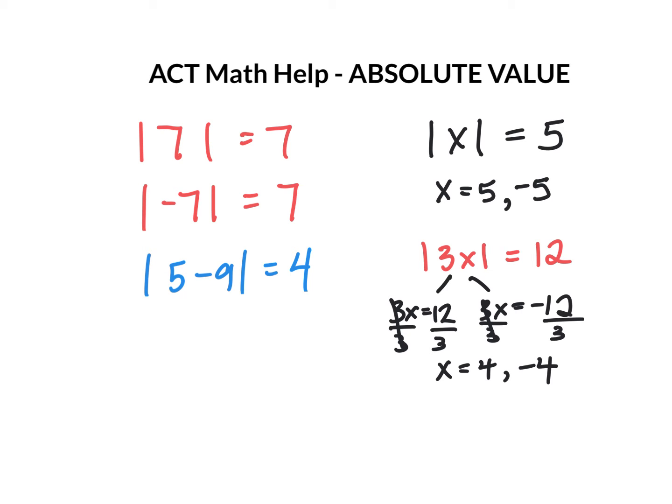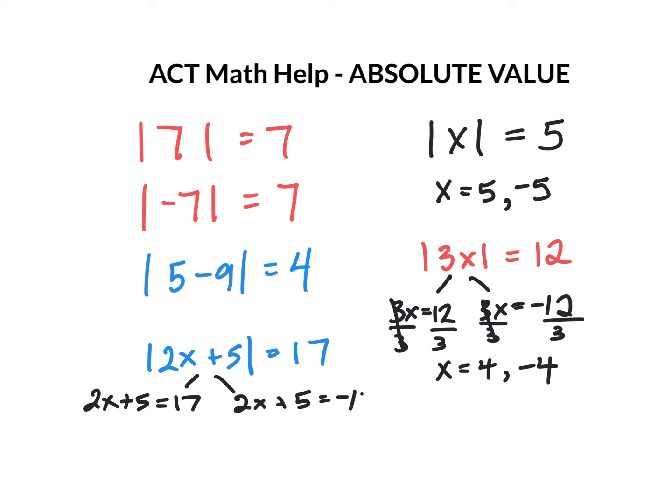Okay, let's solve one more of those. Let's say we have the absolute value of 2x plus 5 equals 17. Well, again, I would say let's shoot this off into two problems. One where 2x plus 5 is equal to 17, and the other where 2x plus 5 is equal to -17.